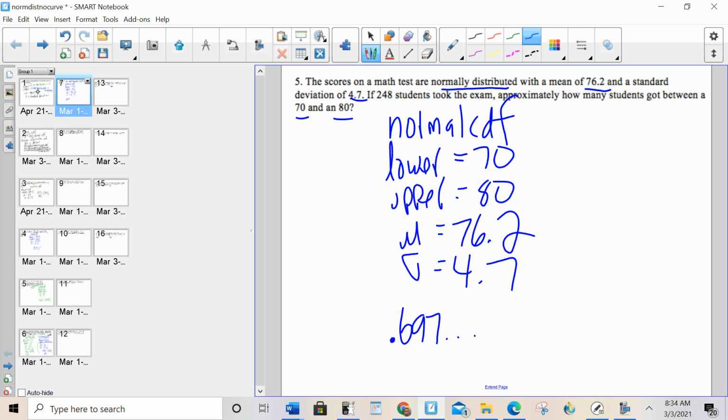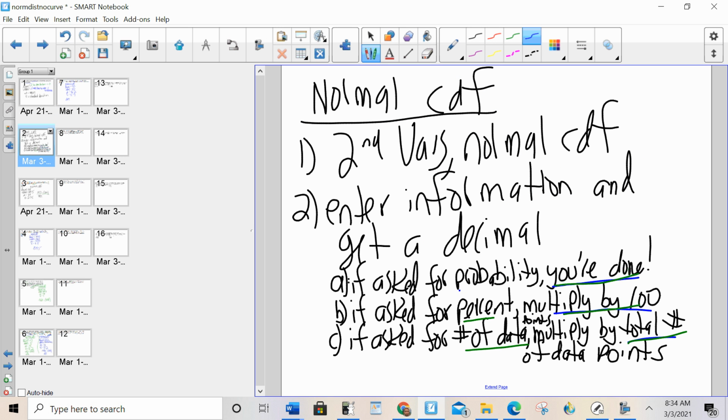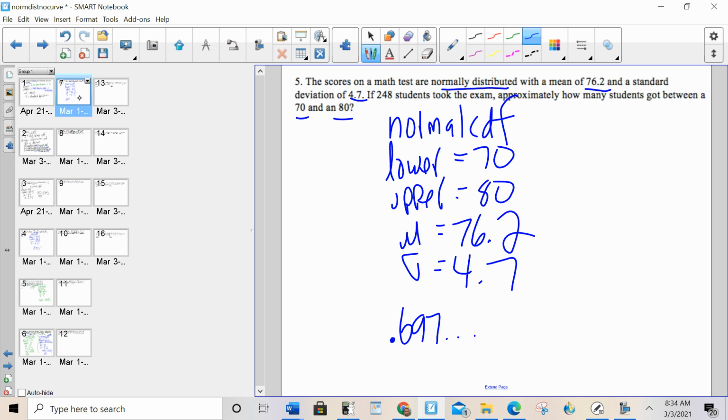Now there's 3 circumstances. If they ask me for a probability, I'm done. For a percent, multiply by 100. For number of data points or a quantity, multiply by the total number of data points or the total quantity. So it's asking for how many students. It's asking for the number of data points. It's asking for a quantity. So I'm multiplying by the total number of students, which is 248.